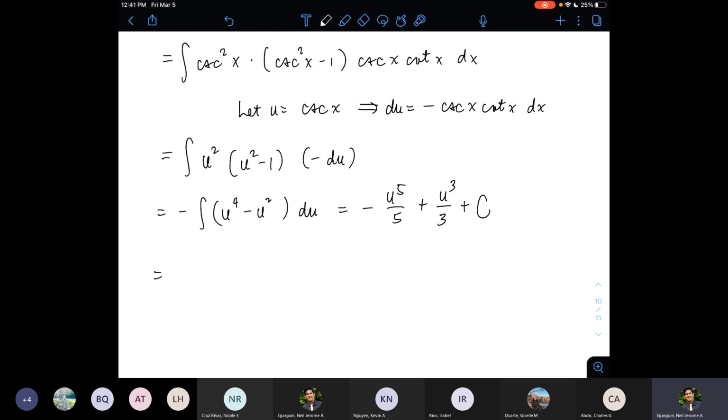And then let's revert to the original variable. So this would be negative cosecant to the fifth x over 5 plus cosecant cubed x over 3 plus the arbitrary constant c.